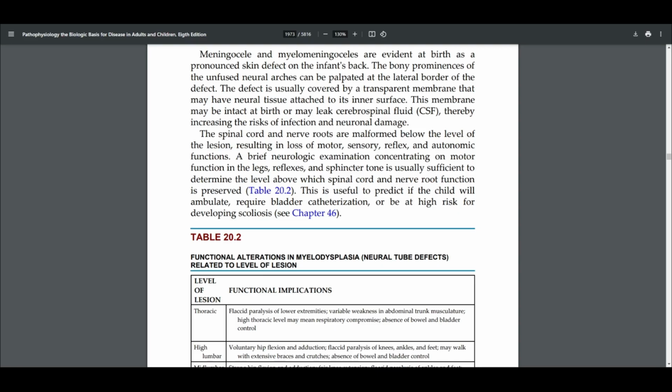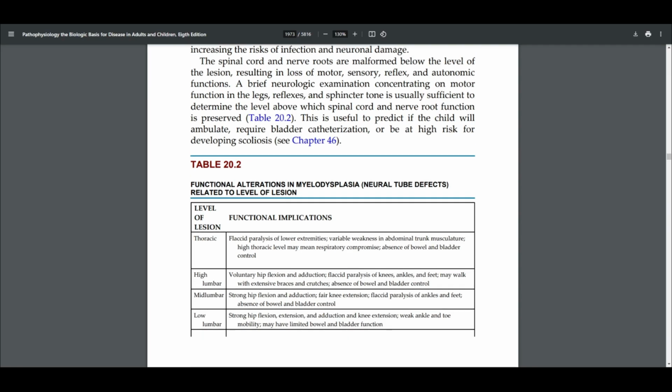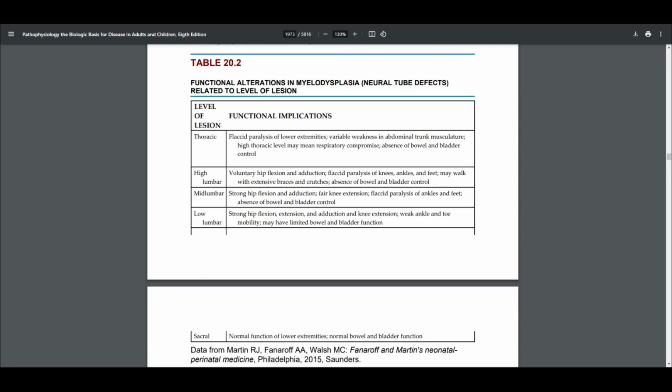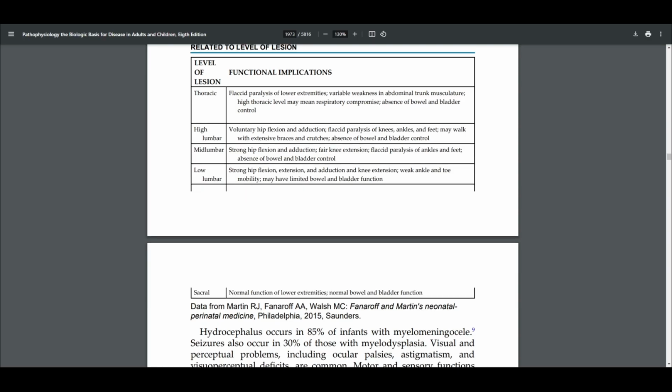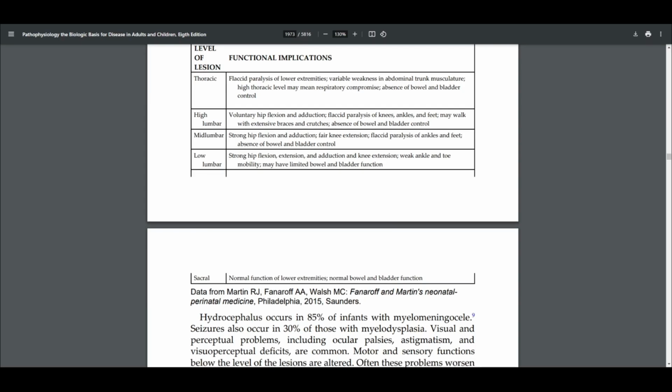A brief neurologic examination concentrating on motor function in the legs, reflexes, and sphincter tone is usually sufficient to determine the level above which the spinal cord and nerve root function is preserved. This is useful to predict if the child will ambulate, require bladder catheterization, or be at high risk for developing scoliosis. So here we have a table of the functional alterations of your myelodysplasia related to the level of the lesion, whether it's thoracic, high lumbar, mid lumbar, low lumbar, or sacral.